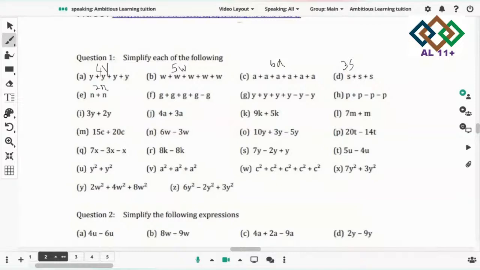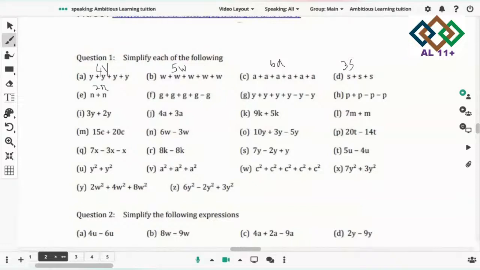Anybody want to give me the answer for F? You went on to G. What about F? Because you have 1, 2, 3, 4. So you have 4G minus 1G. So 4G minus 1G. So what do you think the answer would be for F?